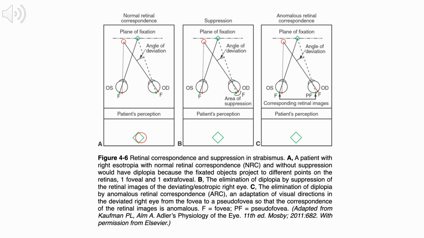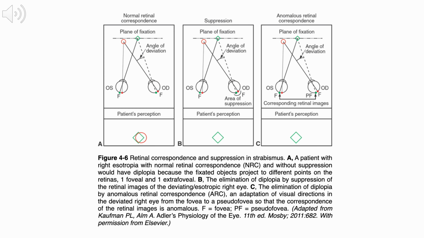In the middle is suppression. The geometry is the same, but now the brain actively ignores the image coming from the deviating eye. By suppressing the conflicting retinal area, diplopia is eliminated, but binocular vision is sacrificed. On the right is anomalous retinal correspondence.